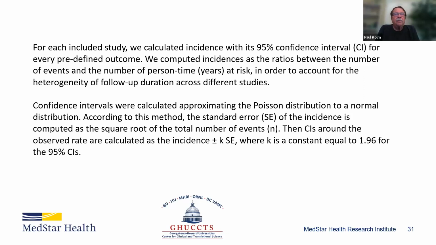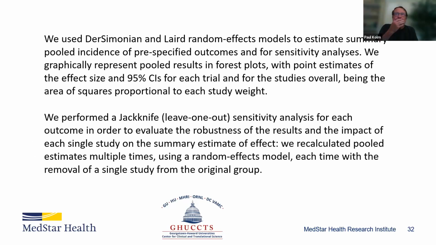And then they have a paragraph about the confidence intervals and how these are calculated. And so they use the DerSimonian and Laird random effects model to estimate summary of the pooled incidence of the outcomes, and for sensitivity analyses they mentioned that they performed a jackknife sensitivity analysis for the outcomes of interest. So we're just going to look at the primary outcome of all-cause mortality and non-fatal MI.